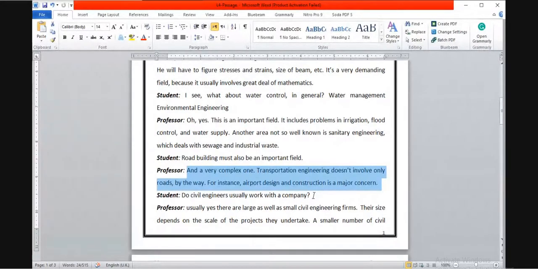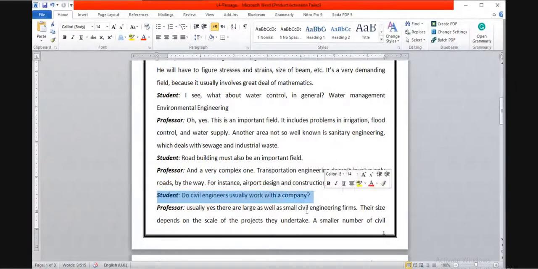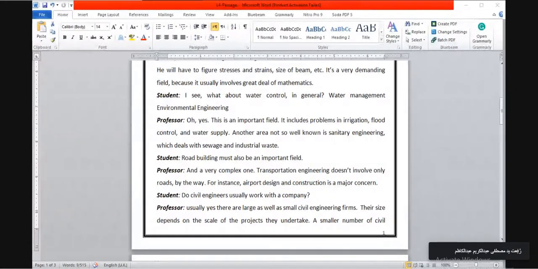So that's for transportation. Now the student here asked a question, and let's ask someone to read for us. Yes, we have Zahra. Yes, Zahra Muthanna. Zahra, could you please read? From which class, by the way, are you? Class B. Yes, Zahra.